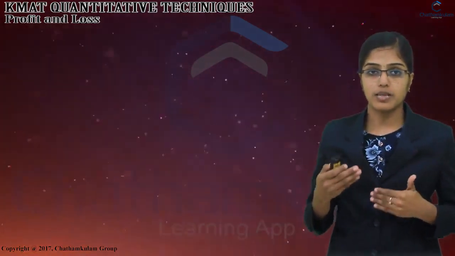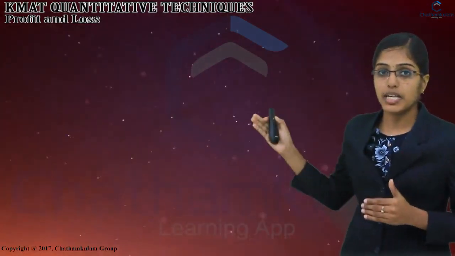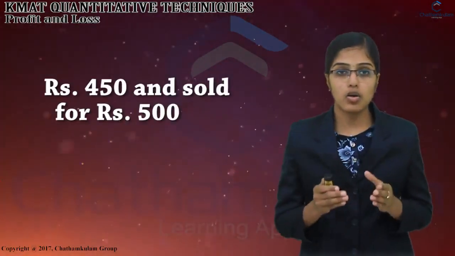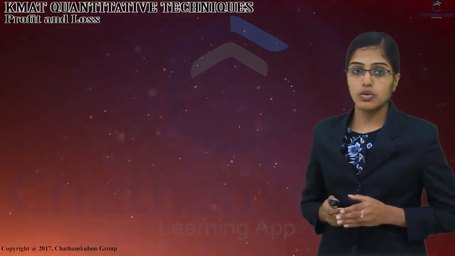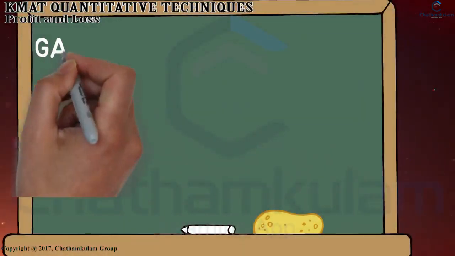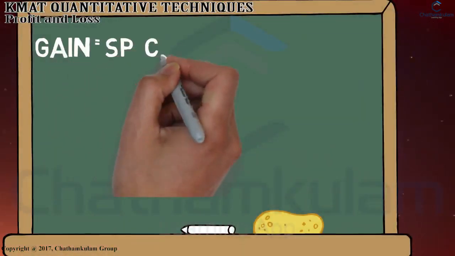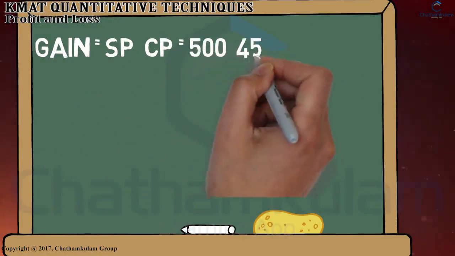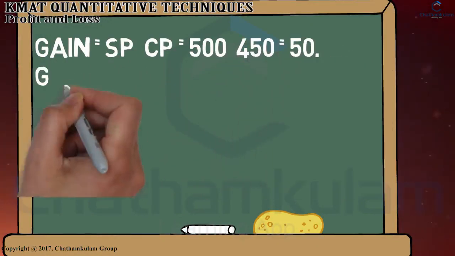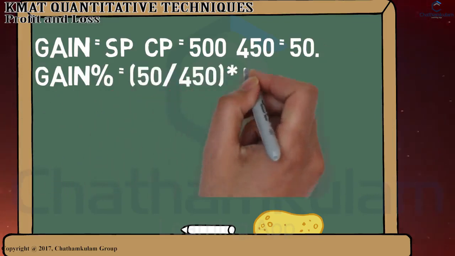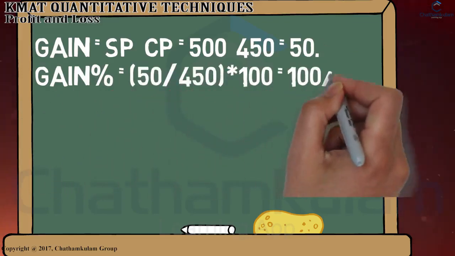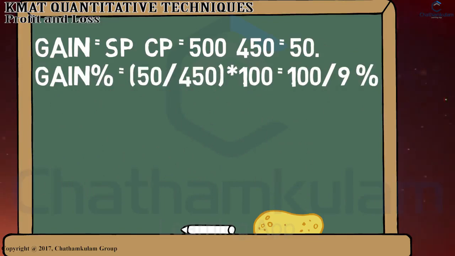Next, we have to discuss some questions. There is a question: an article is purchased for rupees 450 and sold for rupees 500. Find the gain percent. So we know that gain is SP minus CP, that is 500 minus 450, that is equal to 50. Next, we have to find the gain percentage, that is equal to 50 by 450 into 100, that is equal to 100 by 9%.